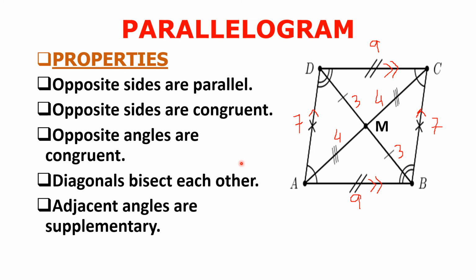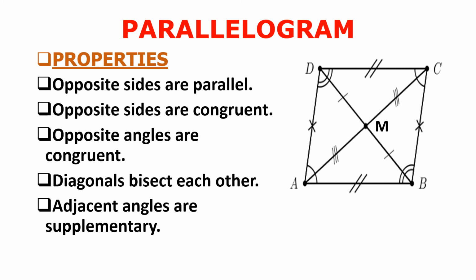Then we go on to the last property of a parallelogram, that is, adjacent angles are supplementary. So what do I mean by adjacent angles being supplementary? I'll give a small example. Before that, I'll rub off the remaining things, so you don't get confused.